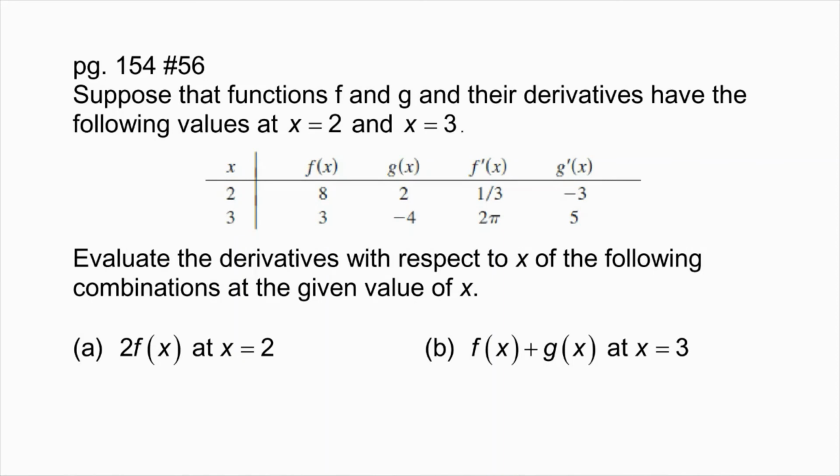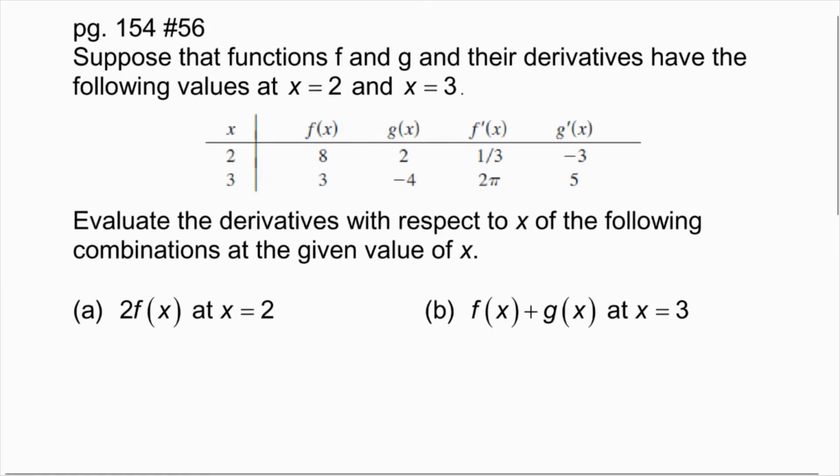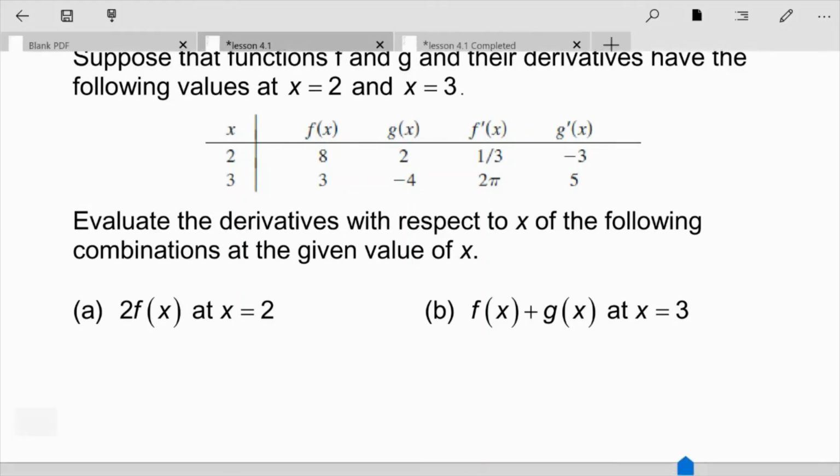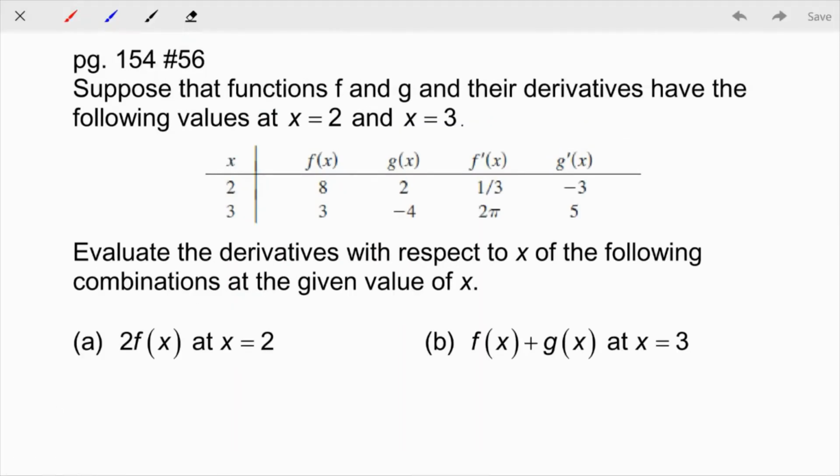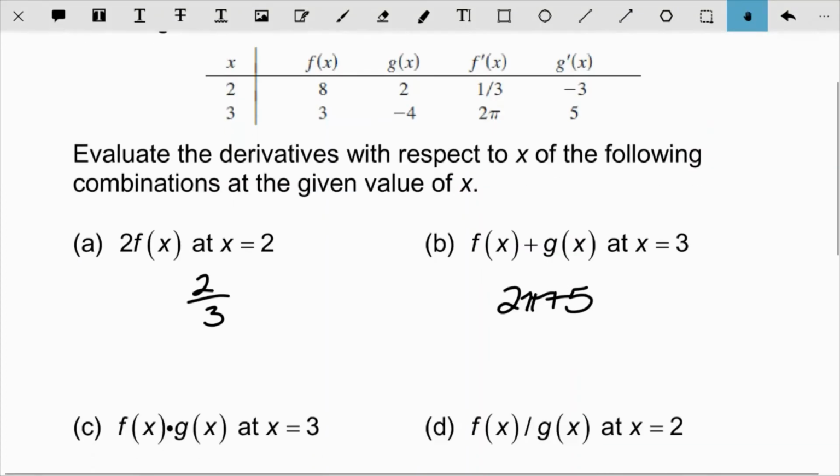So the derivative of 2 f of x at x is 2. Notice we have f, g, f prime, and g prime defined for different x values. So when you take the derivatives of these, some of these are relatively simple. This one you would get 2/3. This one you would get 2 pi plus 5.